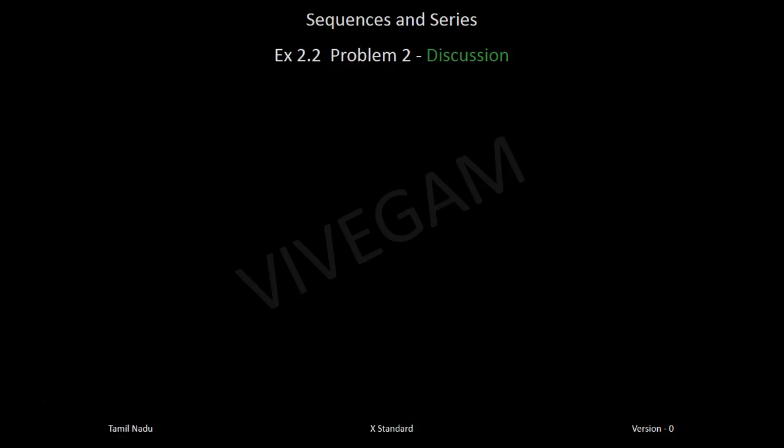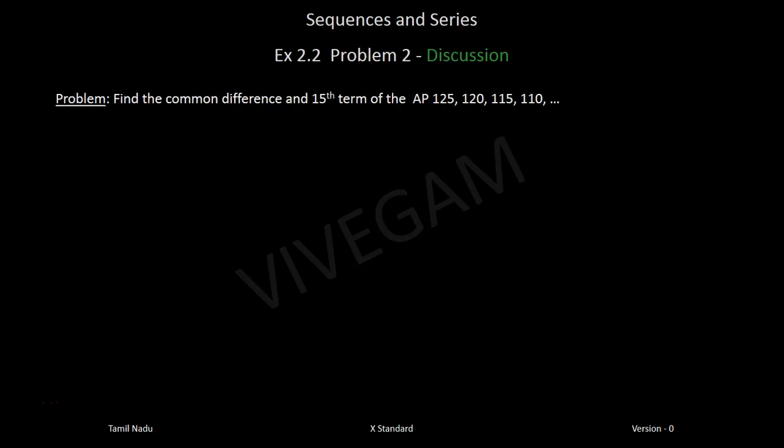Okay, exercise 2.2, problem 2, discussion. Let's read the problem. Find the common difference and the 15th term of the AP 125, 120, 115, 110, and it's continued. Right, let's mark what is given in the problem.